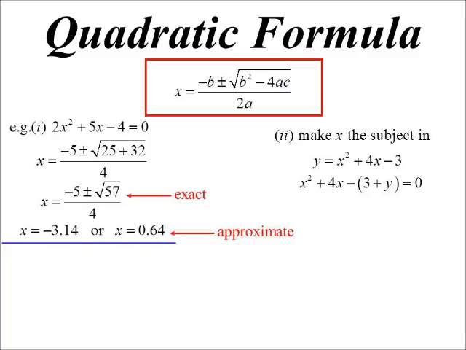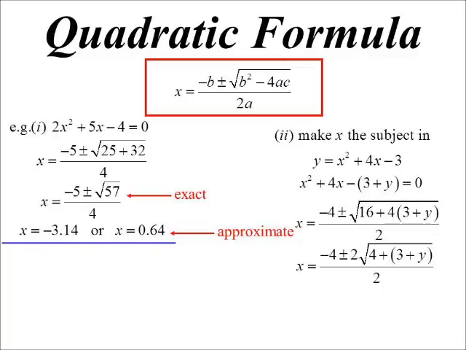So let's solve it. Negative b, negative 4, plus or minus square root of b squared, 16, minus 4ac, so minus 4 lots of 3 plus y, all over 2. And now, a bit more tidying. I noticed 4 is a common factor, pulled that out. Square root of 4, of course, is 2. We've got some cancelling that will happen with the 2's as well, eventually. And then we have it. x is now the subject.